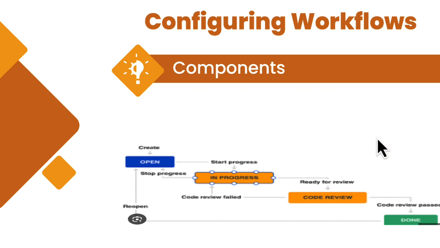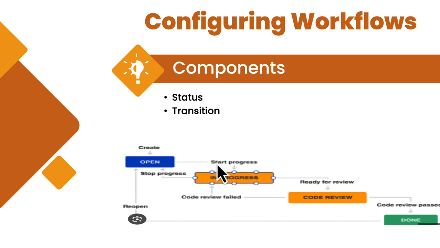Let's talk about what makes up the workflow, that is, what are the components of a workflow. Firstly, status. A status indicates where the issue is within the workflow. For example, we can see open, in progress, code review, done, etc. These are all the different statuses. Then transition. A transition represents the action being taken to move an issue from one status to another. A transition is a one-way link. So if an issue needs to move back and forth between two statuses, then two transitions would be needed.